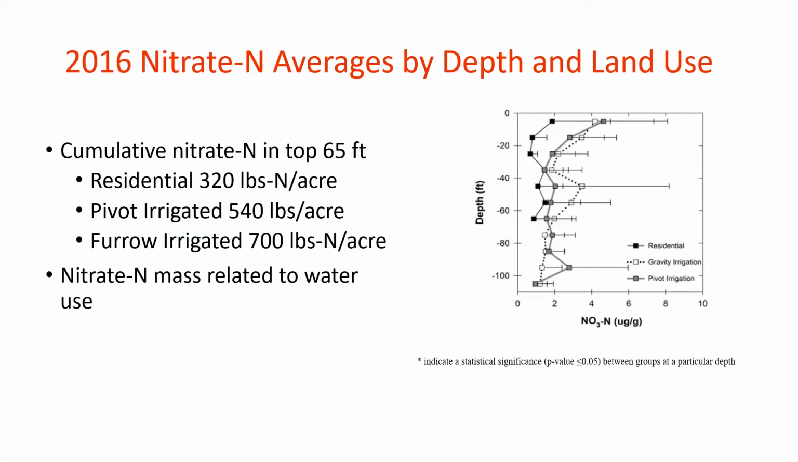If we compare nitrate-nitrogen in the Vadose zone by depth and land use, we can see the same or similar trends to what we found in the 2011 study. Residential sites tended to be the lowest in terms of the amount of nitrate-nitrogen stored in the top 65 feet. Pivot irrigated had the next highest at about 540 pounds of N per acre. And then the furrow irrigated land use, which is the minority of the sites that were cored, had the highest levels of nitrate stored in the Vadose zone.